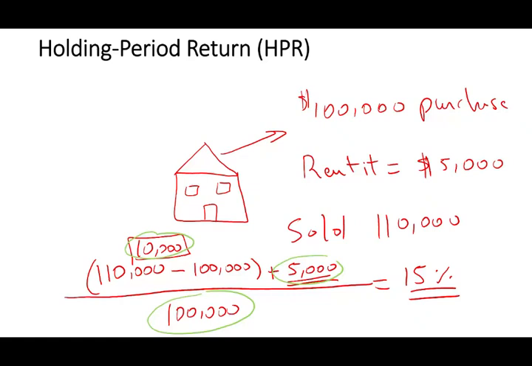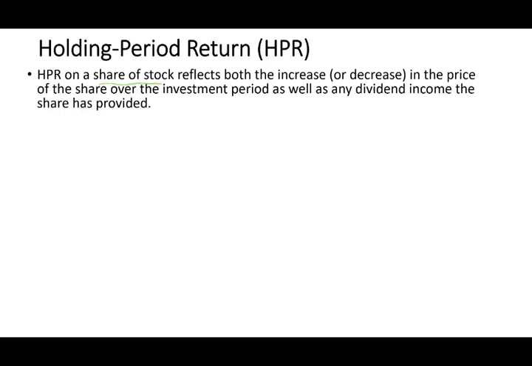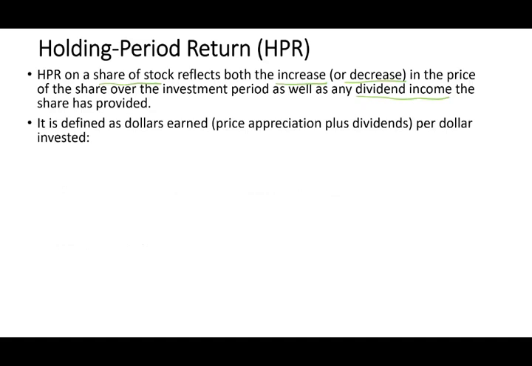Part of it is capital gain, and part of it is basically income. Here it's income. We might call it dividend, we might call it interest. So it's capital gain plus what you received in income from that investment. So holding period return on a share of stock is basically the same, reflecting either the increase or a decrease. This home could also go down in value, and the price of the share over the investment period, as well as any dividend income. For the home, you have rental income. It is defined as dollars earned, you know, price appreciation plus dividend.